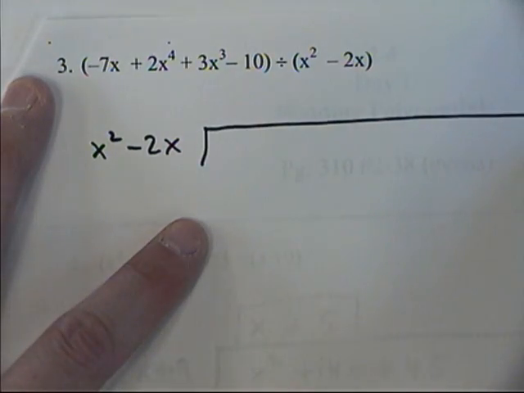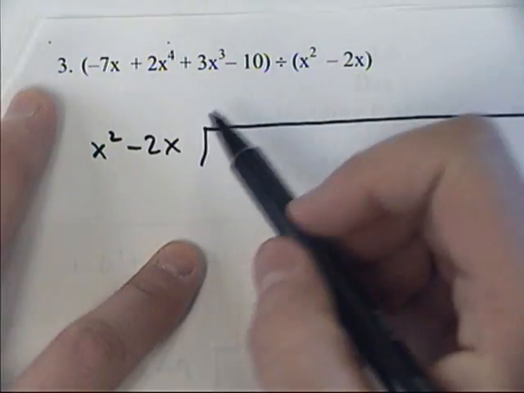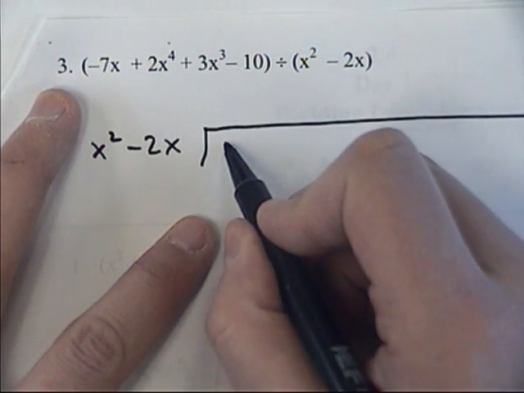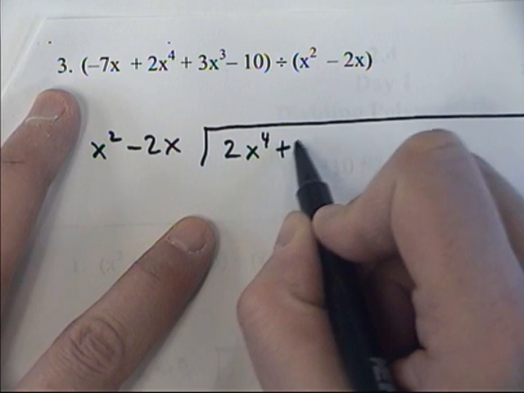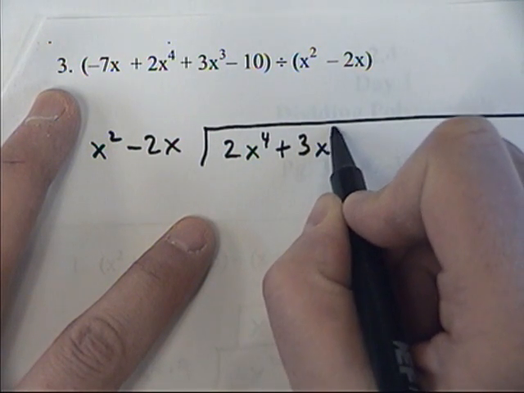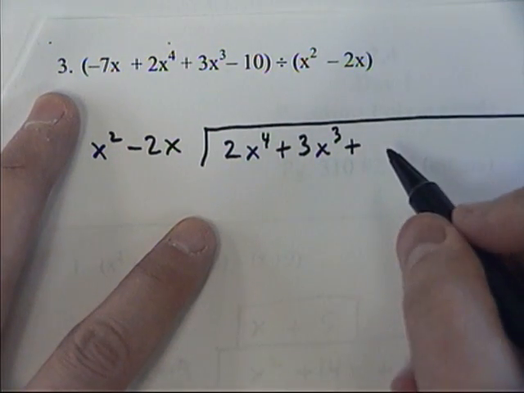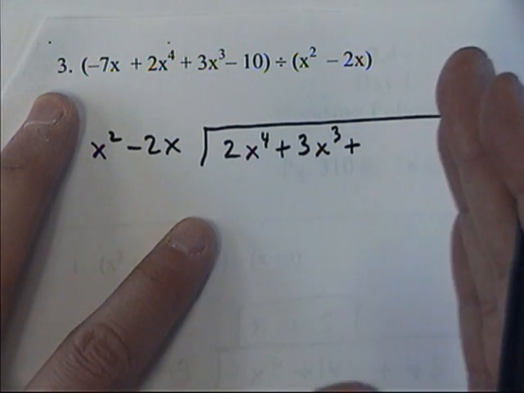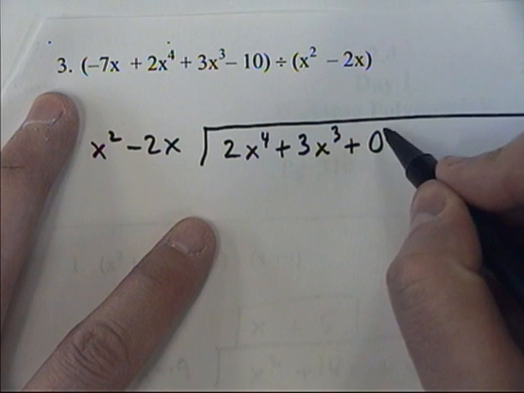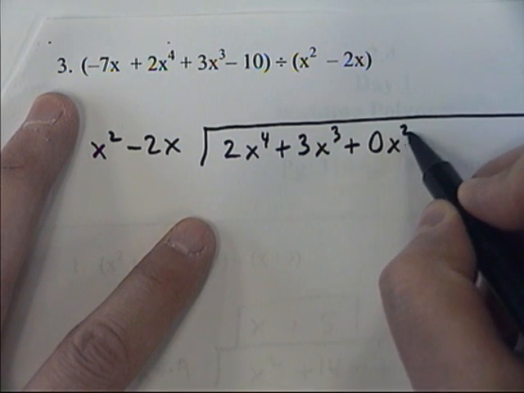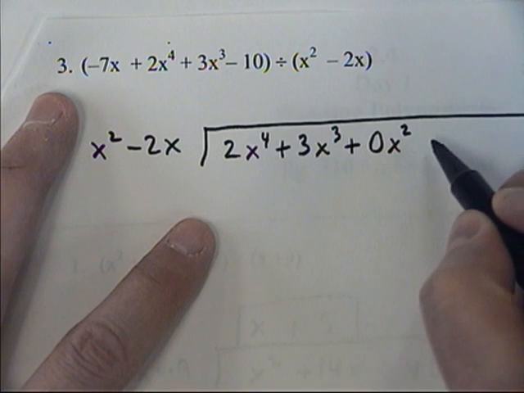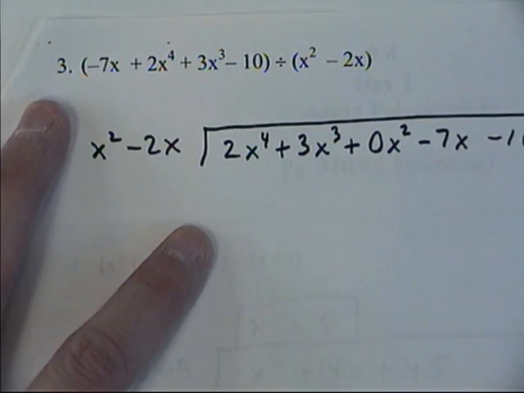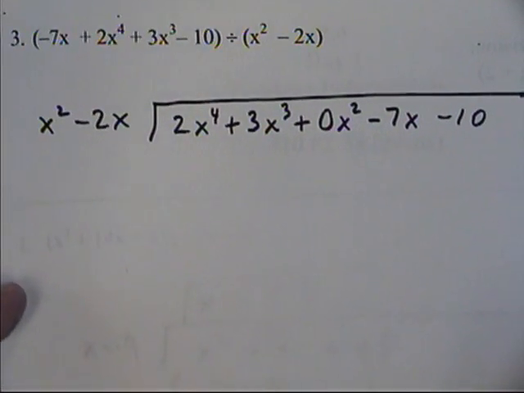We create our division bar, but this time we have to make sure to put these terms in order, descending from the highest power. So we'll start with 2x to the 4th, and then 3x to the 3rd, and then, well, we don't have an x squared term. But it turns out we actually need something here. So in order just to take up the space for x squared, we're going to write in 0x squared. The rest of the terms, we have an x term and we have a constant term, so I'll write the minus 7x and the minus 10.